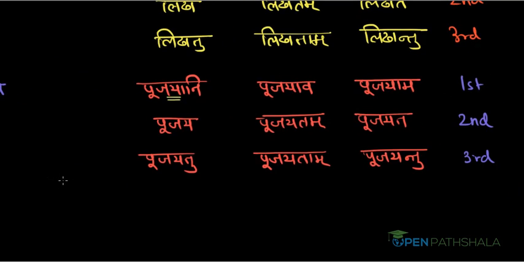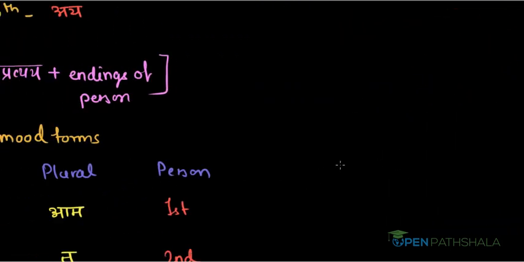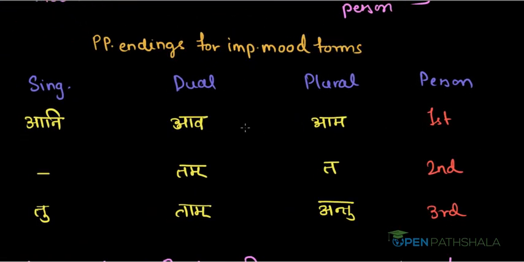Now let us revise once again all those PP endings for imperative mood forms. They are ani, ava, ama for first person, 0, tam, ta for second person, and tu, tam, antu for third person.